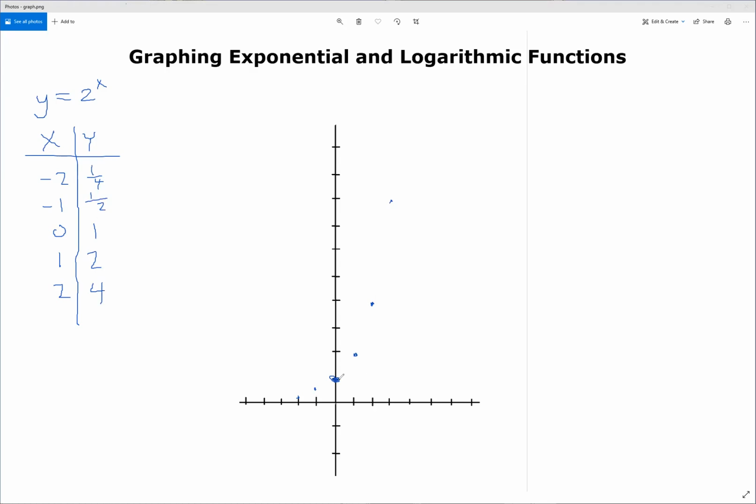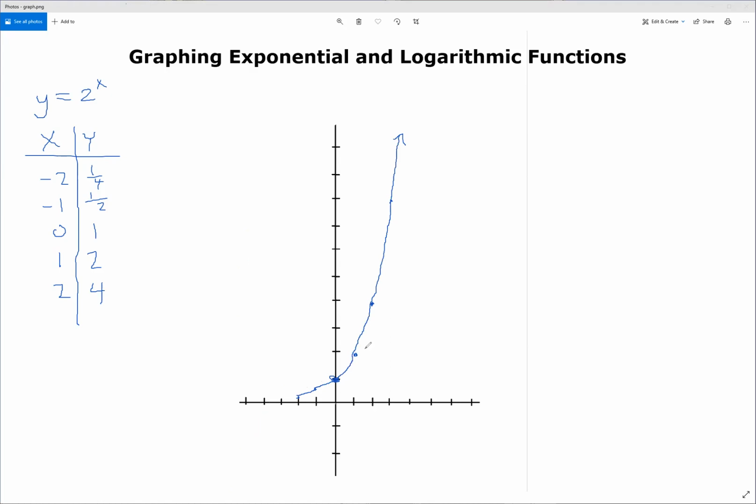Well, if we were to connect the dots, we would get something that starts to look like this. The question is, can we connect the dots? And what happens to the left? Because we go this way and we go a little further down. Does it go like this? Or does it go like this? Or does it just flatten?